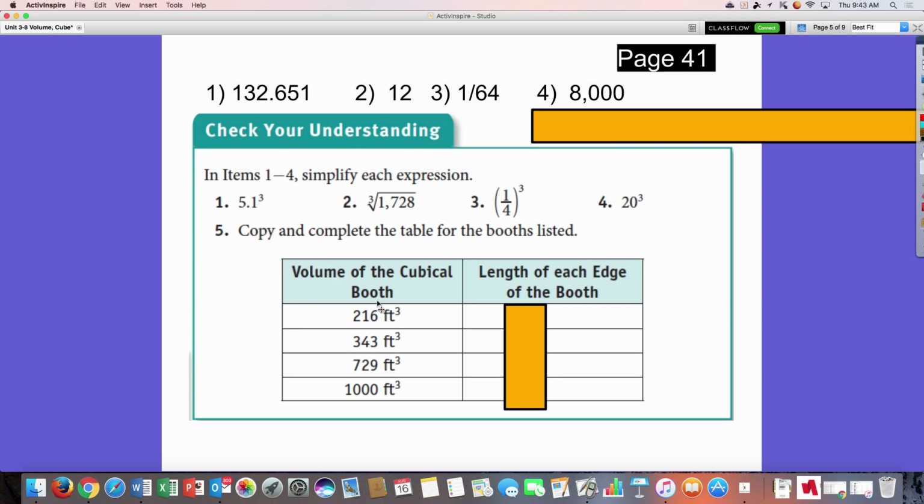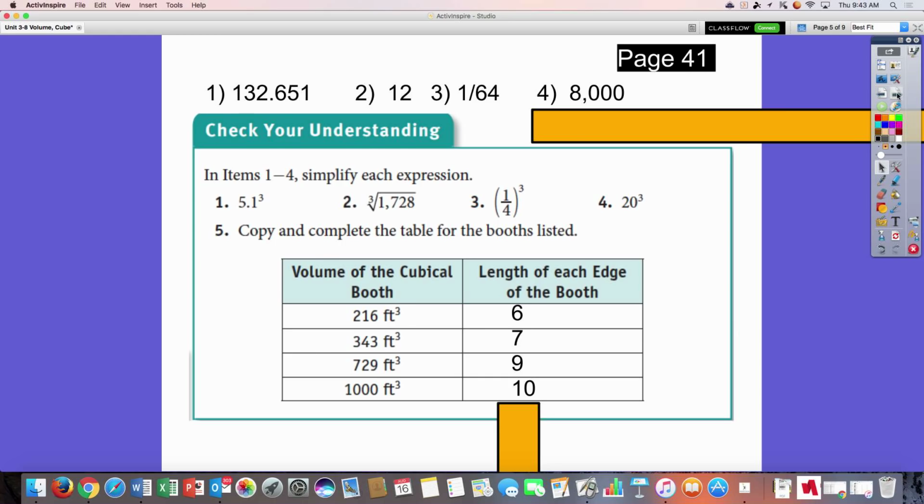Let's look here. They give us the volume. You got to figure out the length. So what number times itself equals 216? 6. 6 times 6 times 6. How about this one? 7 times 7 times 7 equals 343. So the length of each side, 6 here, 7 here. Can you get the next one? 9. 9 times 9 is 81. 81 times 9, 729. And 10. 10 times 10 times 10, 1,000 feet cubed.